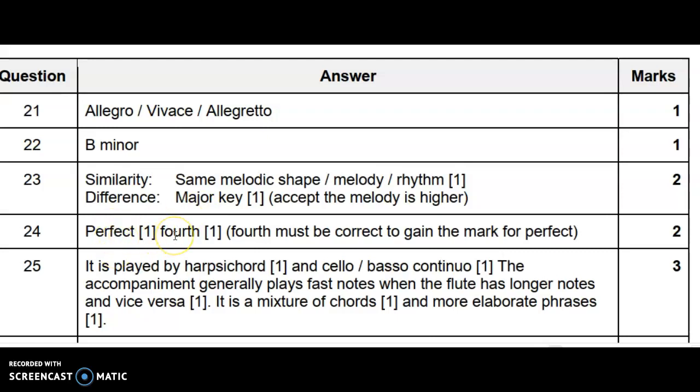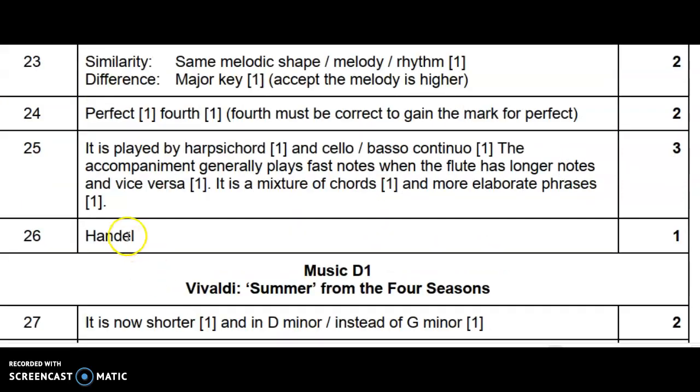E to A is a perfect fourth. And it's played by the harpsichord and cello and basso continuo. The accompaniment plays fast notes when the flute has longer notes and vice versa, mixture of chords. And it was Handel.